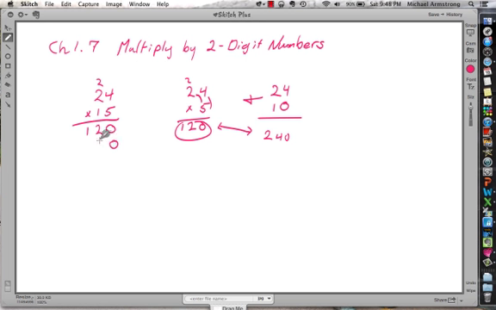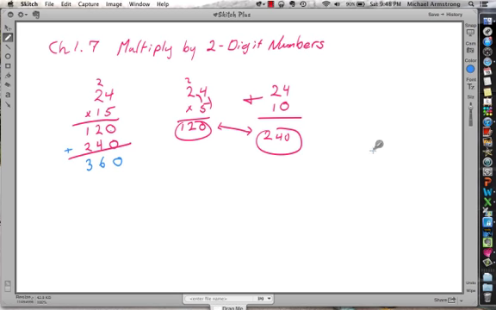1 times 4 is 4. 1 times 2 is 2, and that's 240. Notice we had 240 here when we broke the problem apart. Next is the addition half. We just have to add 120 and 240. Something that you're very good at and you're capable of doing. 360 is your answer.